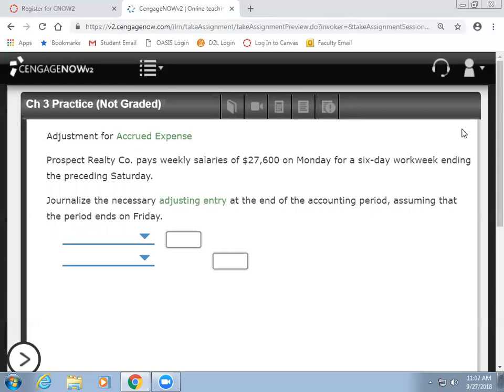Okay. So we have a work week of 6 days, but our period ended on Friday. So we still have to calculate how much wages we owe to the end of the period. So that was 5 days worth. So we took our total, divided by 6. We got 4,600 each day, and then multiplied by the 5 days that have been in this period, because we're dealing with this period. And then what would I debit and credit that 23,000 to?